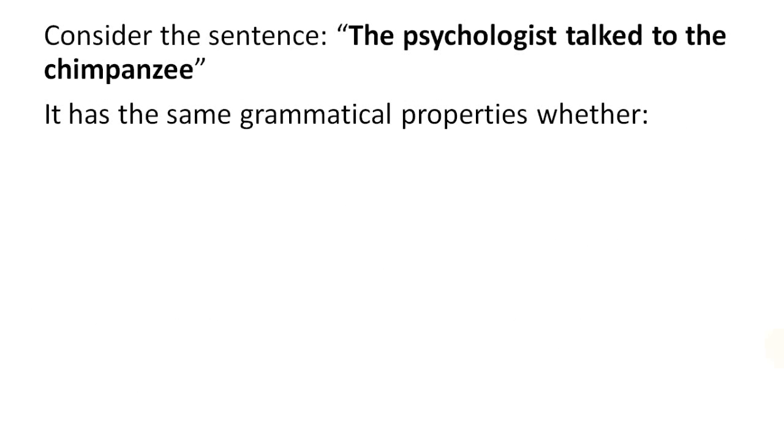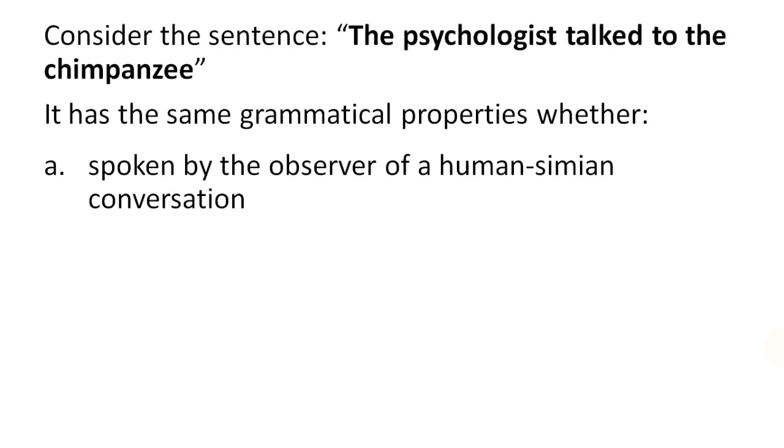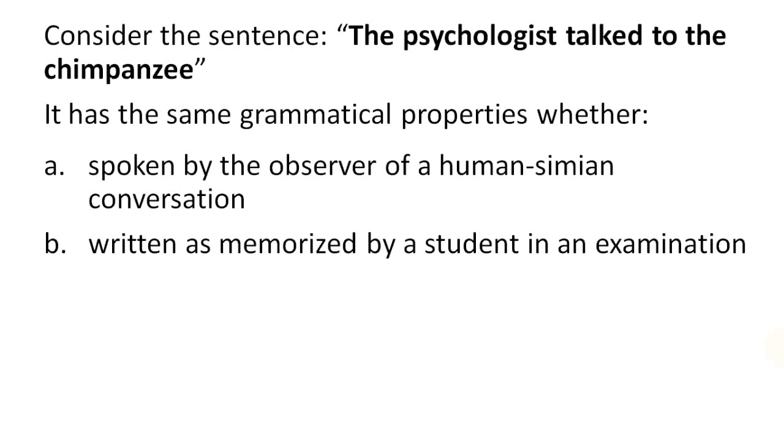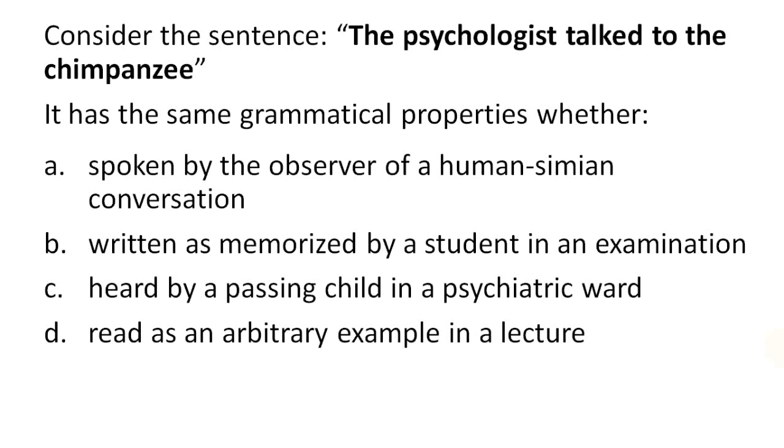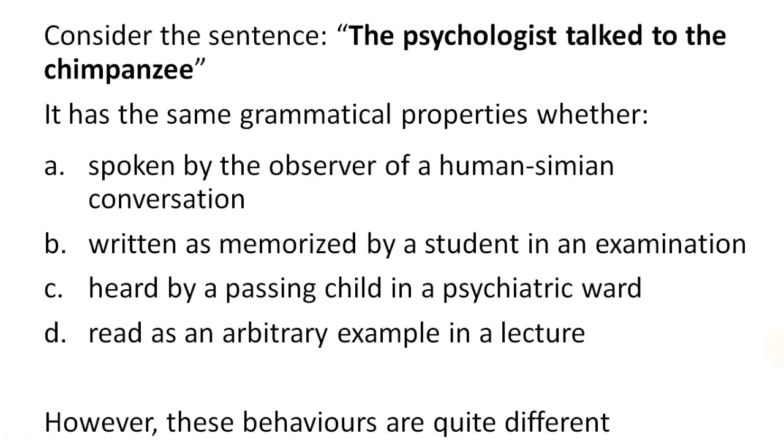For example, consider the sentence, "The psychologist talked to the chimpanzee." From a grammatical point of view, this sentence is the same whether it is spoken by an observer of an interaction between a human and an ape, written as memorized by a student in an examination, heard by a passing child in a psychiatric ward, or read as an arbitrary example in a lecture. However, these behaviors are quite different.